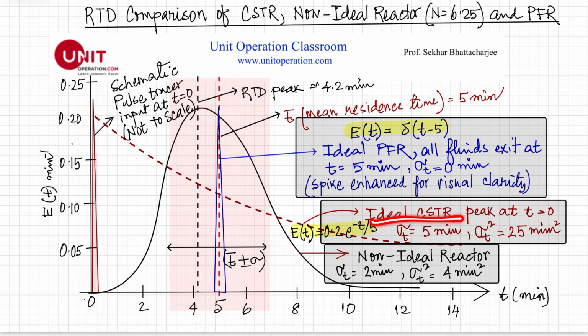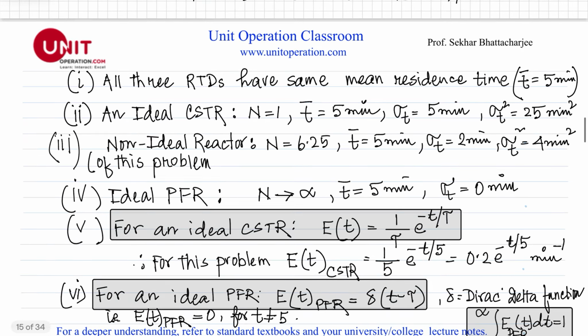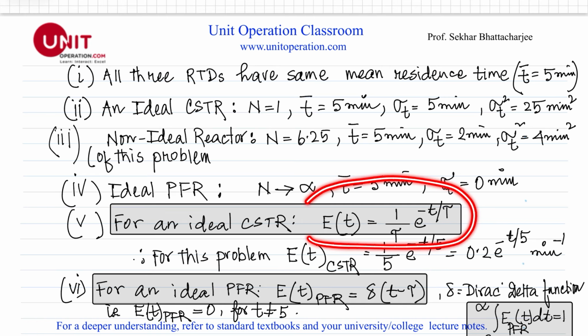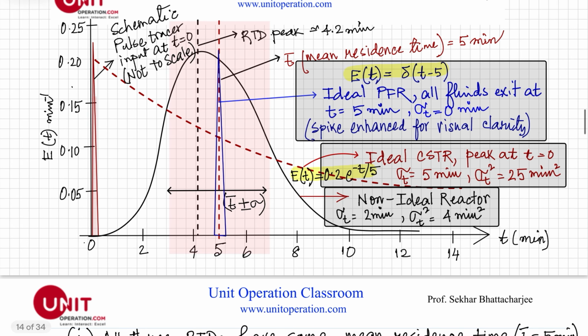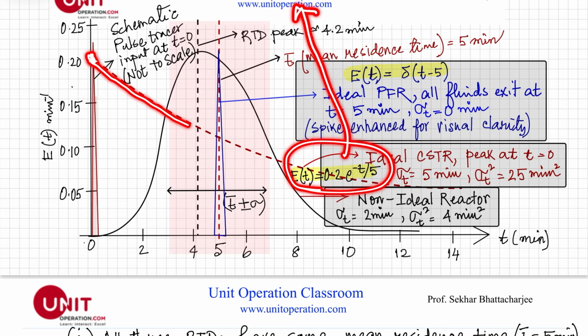For an ideal CSTR, the E(t) curve would just follow this equation. Just see any standard textbook, Fogler or Levenspiel. I have shown all the details here on this website. It starts right here at 0 minutes, and then it's an exponential decay curve. So it goes something like this.